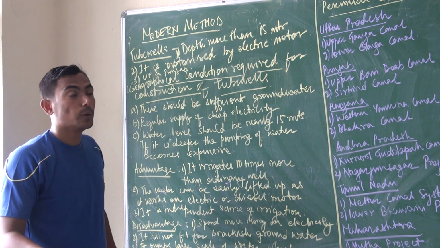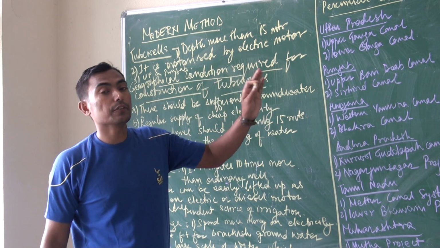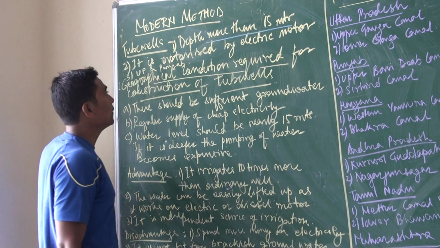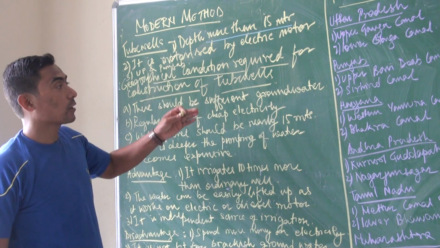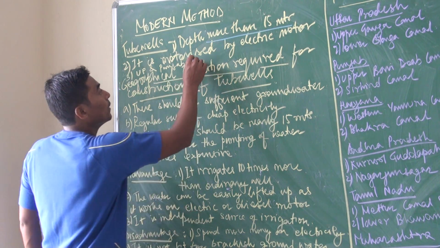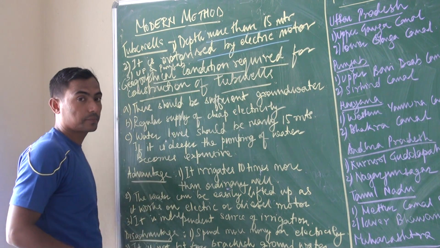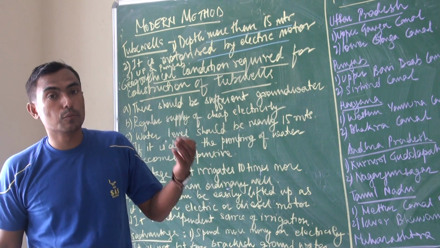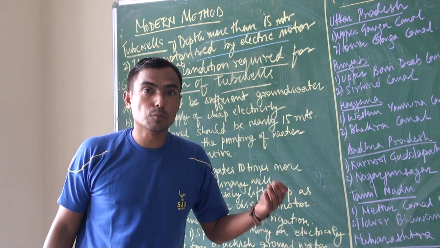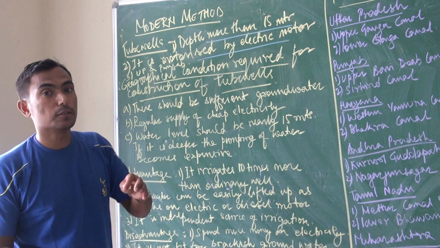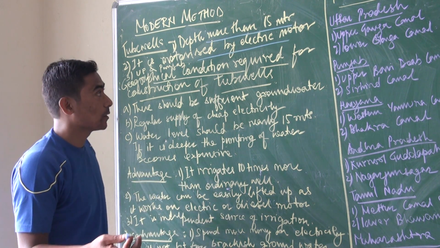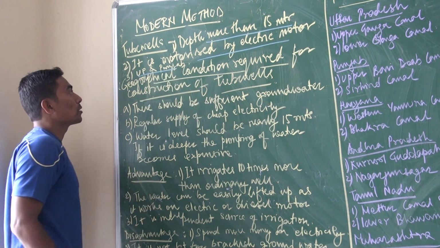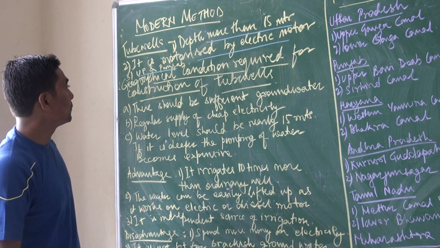In the ordinary well, the depth was up to 5 meters, but in the tube well, the depth is more than 15 meters, and the water is pumped out by an electric motor. Clear? That means the water is extracted with the help of an electric motor or a diesel motor, and because of that there is a difference between the wells and the tube wells. And these tube wells are especially found in the states of Uttar Pradesh and Punjab.